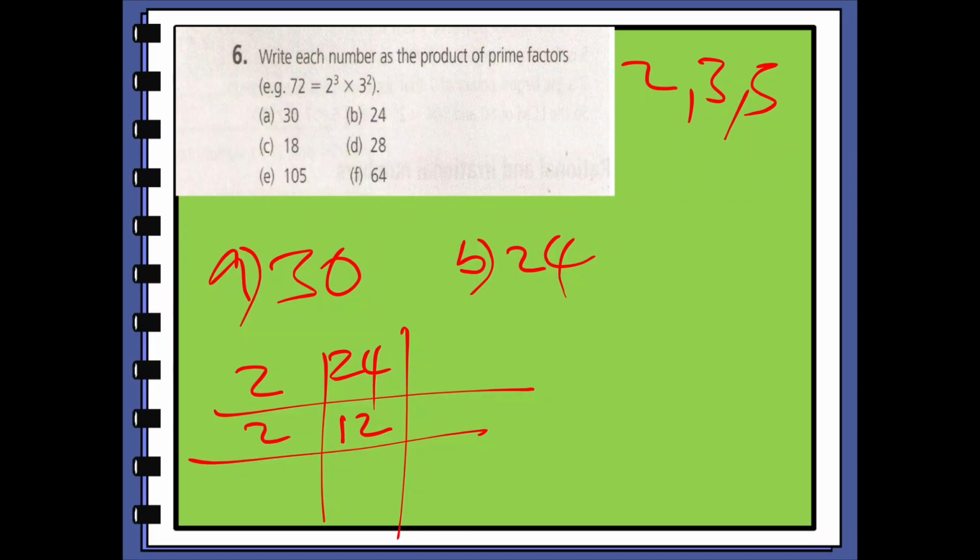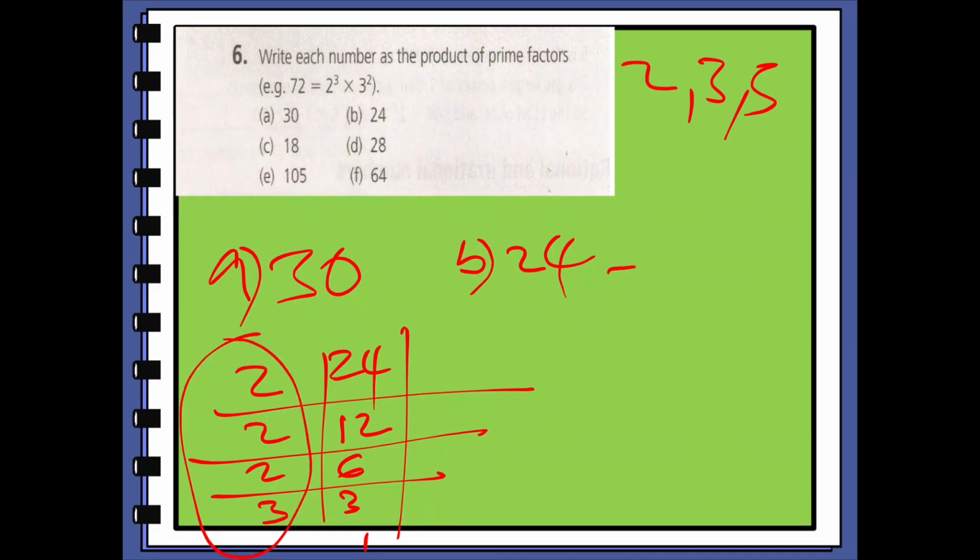Then 2 again, 2 can enter 12. 2 into 12 is 6. Then 2 into 6 is 3. The other number that enters 3 is 3, which gives us 1. We end there. So we got 3 sets of 2s, we pick these numbers again.